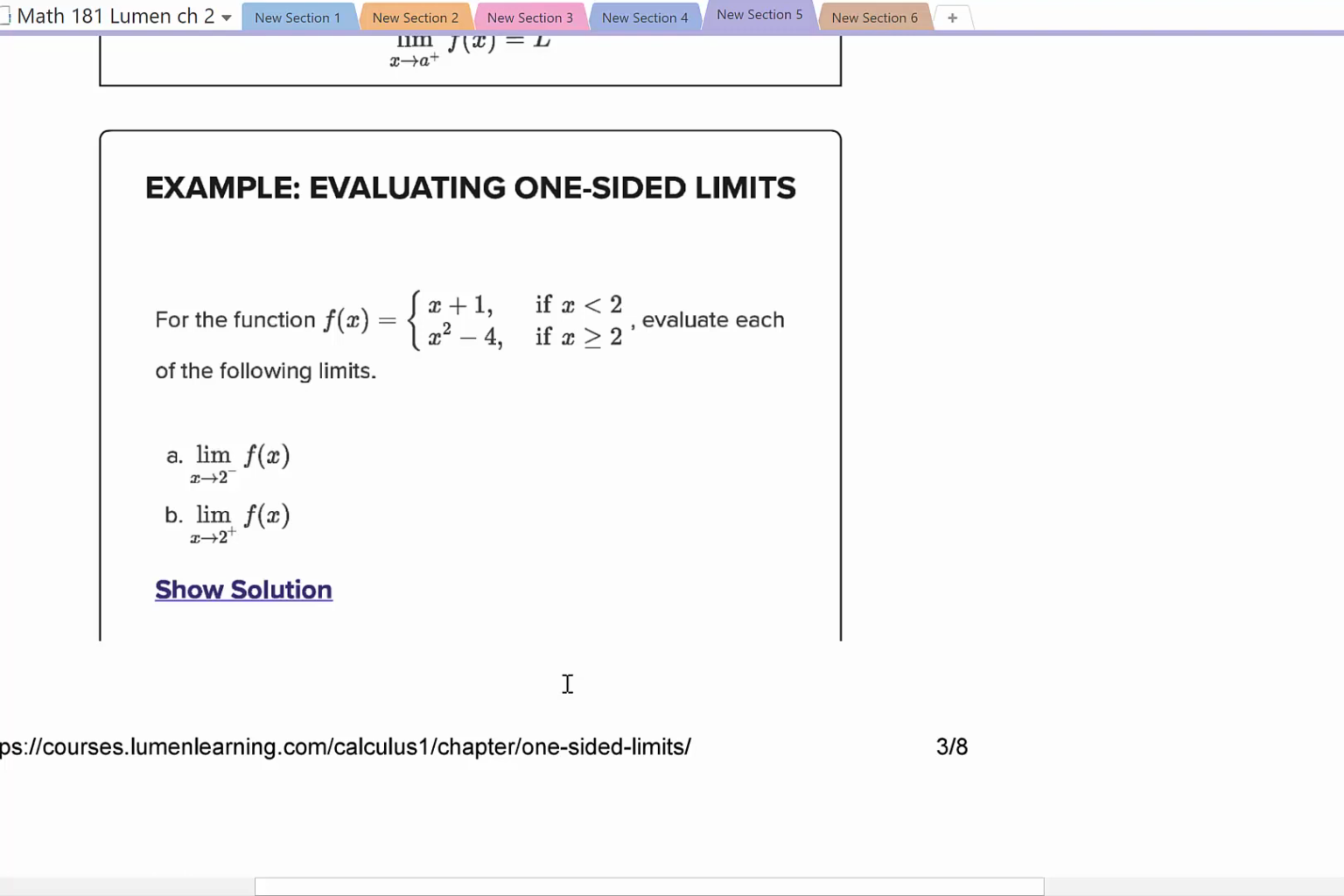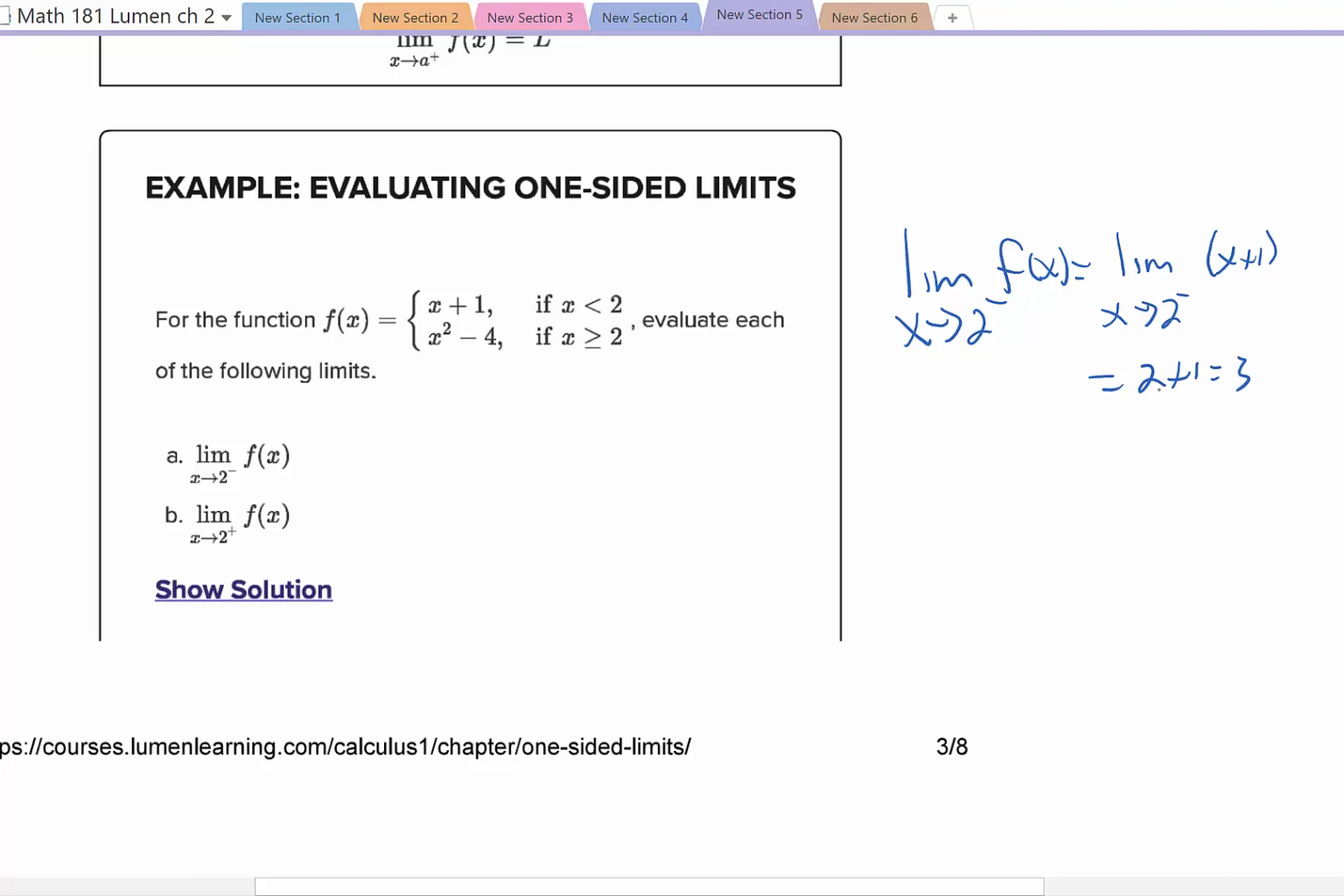So let's try an example here, evaluating one-sided limits. In this case, if you notice, we're looking at the limits as they approach 2. 2 is where this change occurs in this piecewise function. So if we're looking at the limit as x approaches 2 from the left side, we're going to be looking at the first part. So the limit as x approaches 2 from the left side of f of x is basically the limit as x approaches 2 from the left side of x plus 1. And if we put the 2 in there, we'll end up with 2 plus 1, which is 3.